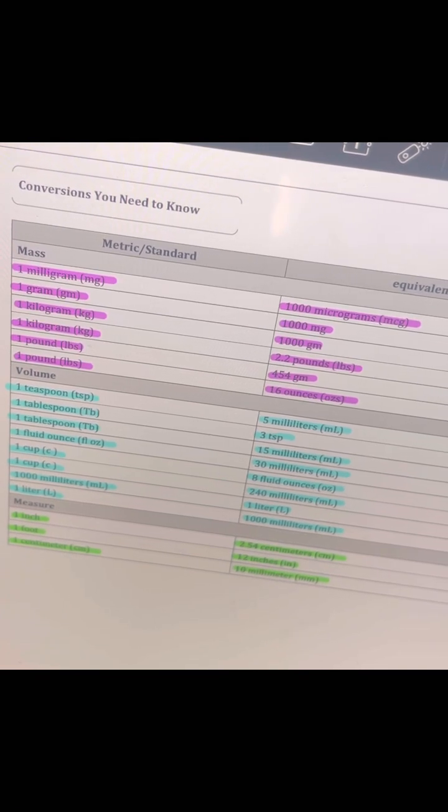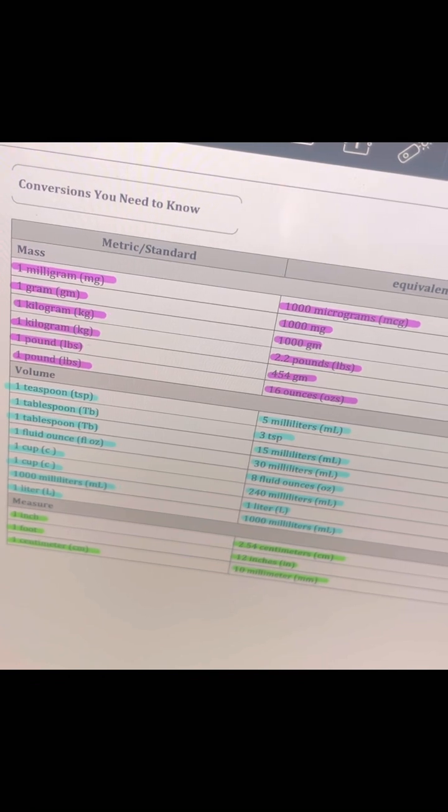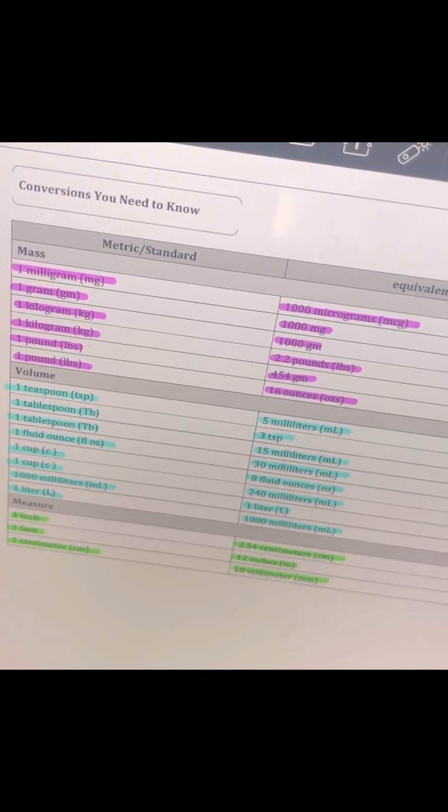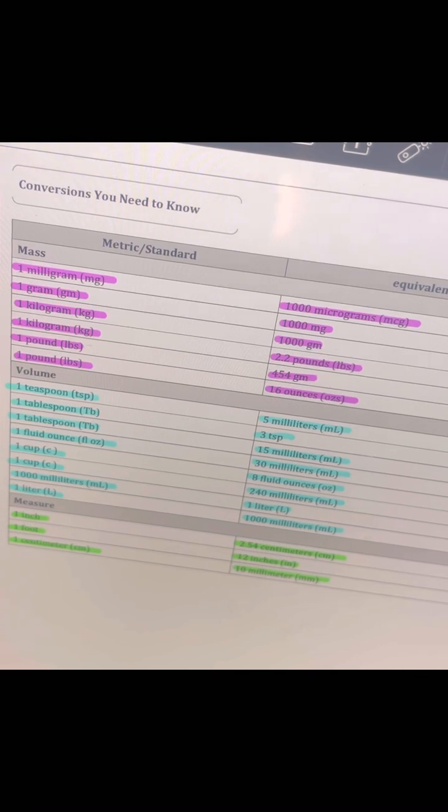You guys feel free to take a screenshot of this. If you're going to Galen, you probably will get one of these in your PNS or your fundamentals course. You'll get one of these spreadsheets that will have your basic conversions on it, which are just the essential ones that you need to know. So let's go back to our question and work that question out.